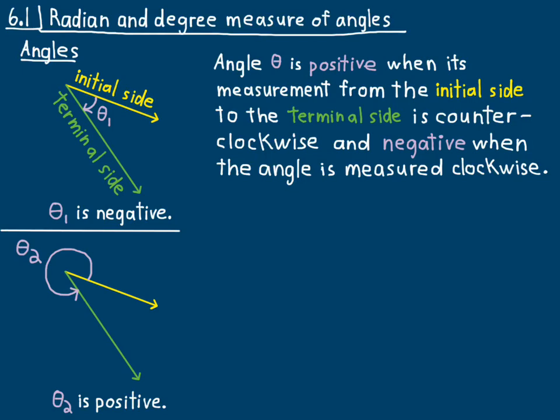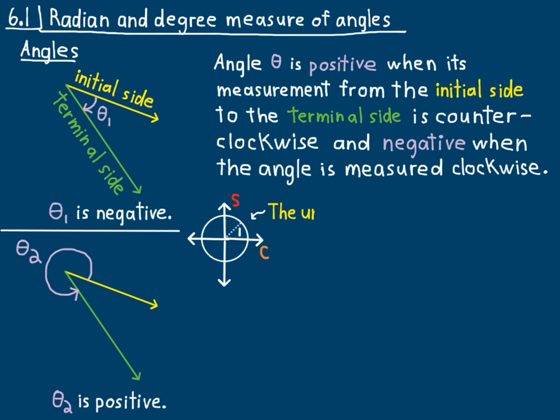Okay, so this angle here, I'm measuring from the same initial side to the same terminal side, but I'm measuring it counterclockwise. So that angle measured counterclockwise like this is a positive angle. Just going counterclockwise, positive.